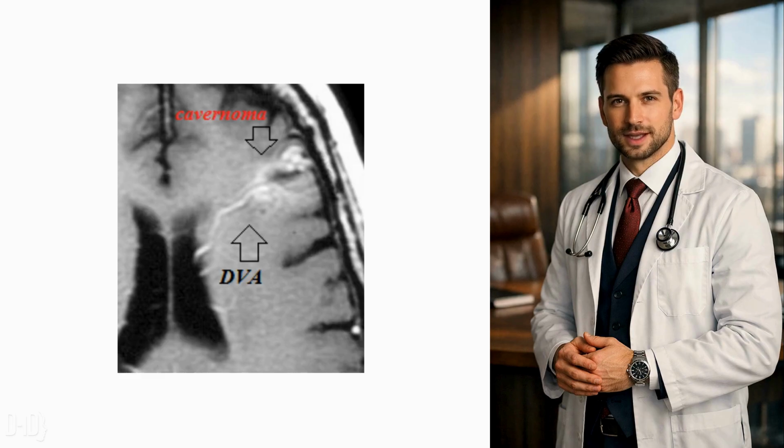The caput medusae, developmental venous anomaly. Next up, the developmental venous anomaly, or DVA. Think of this as the caput medusae, or a palm tree appearance. Key point, this is a variant of normal venous drainage. Do not surgically remove a DVA, or you will cause venous congestion and a stroke. They are often innocent bystanders.